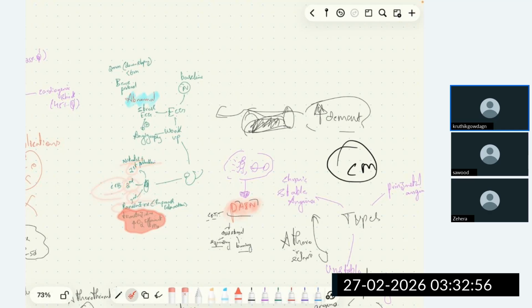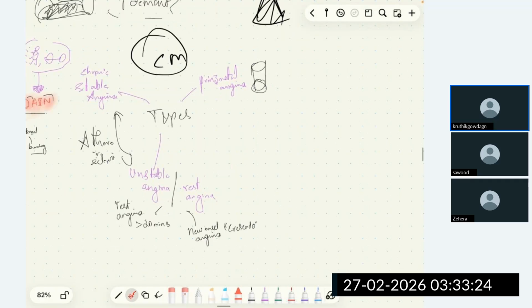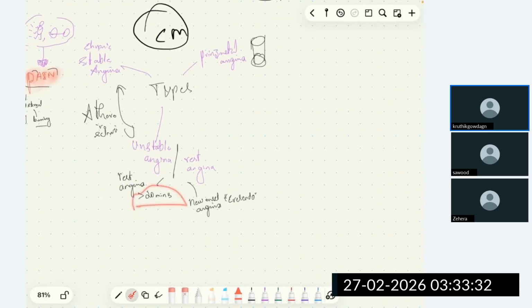And next we have unstable angina. What is unstable angina? Unstable angina is a new onset angina where the patient has pain even at rest. The patient has pain even at rest for more than 20 minutes. This is called unstable angina or rest angina.